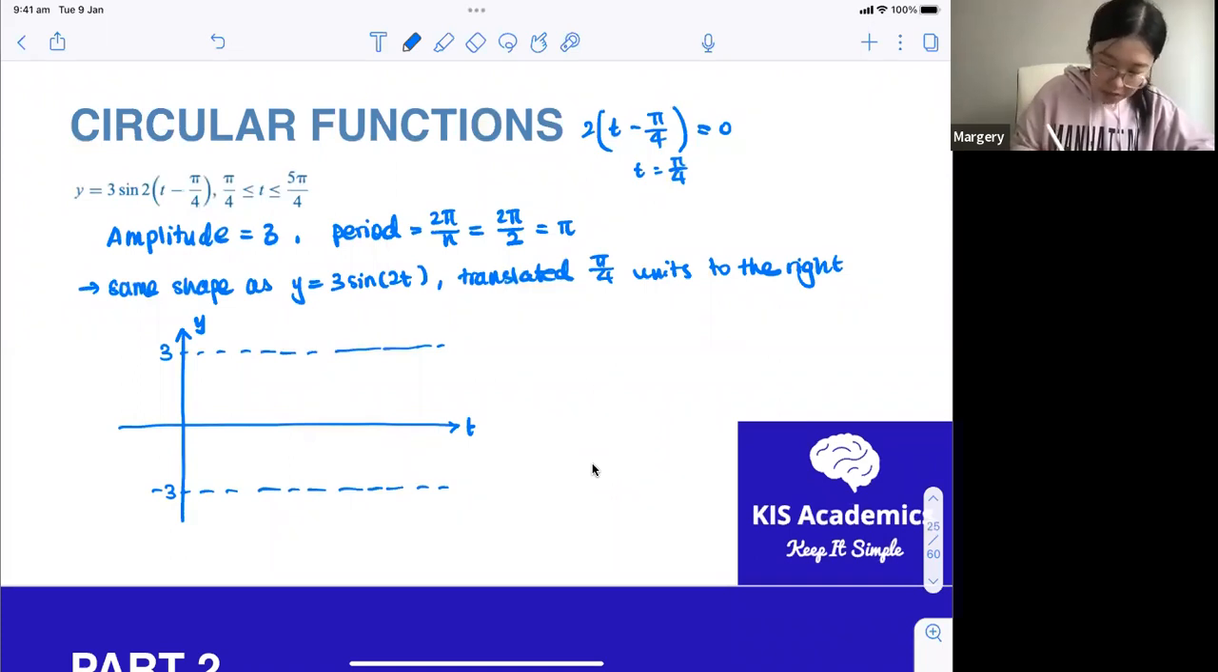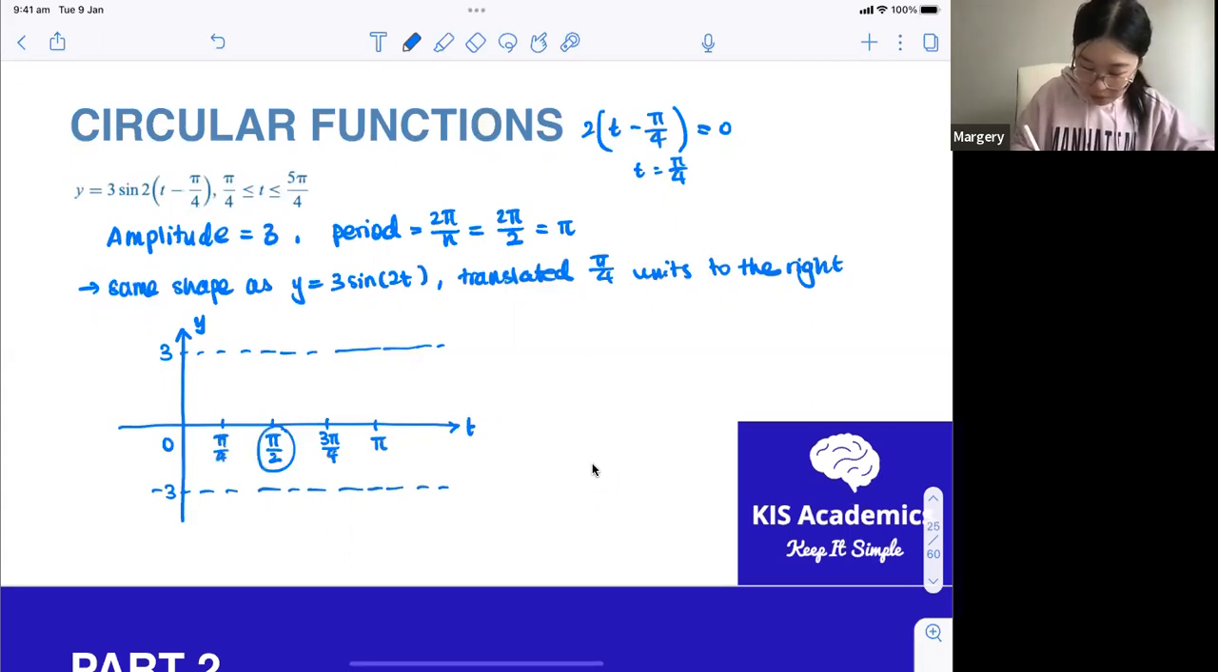So before taking into consideration our domain, I first plot in my one period. So this is pi, so between 0 and pi. Then halfway between there is pi over 2 and pi over 4 and 3 pi over 4. So I got 3 pi over 4 by adding pi over 2 with pi and dividing by 2 to find the midpoint between those two values.